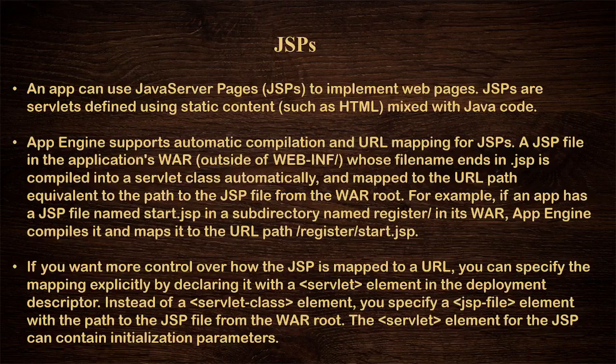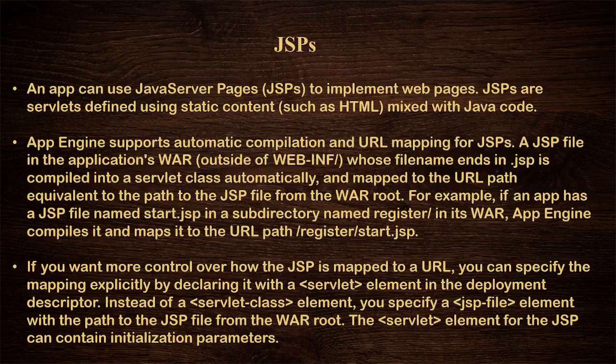For example, if an app has a JSP file named start.jsp in a subdirectory named registry in the WAR, App Engine compiles it and maps it to the URL path registry/start.jsp.